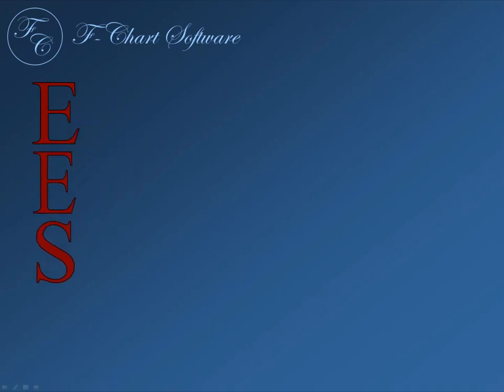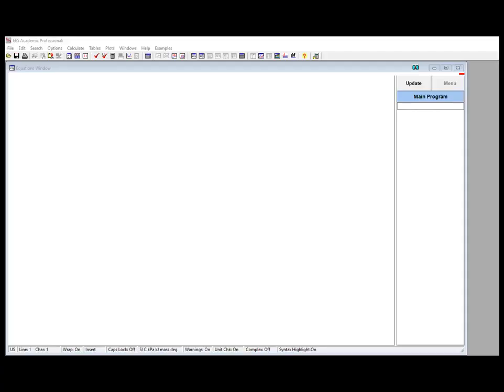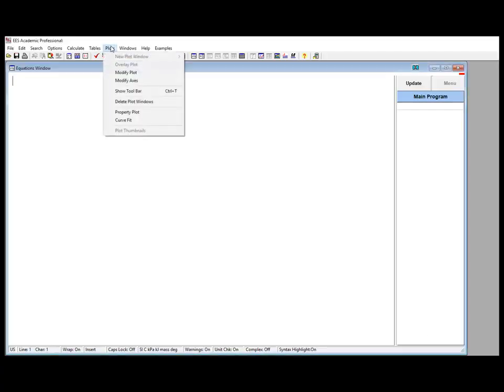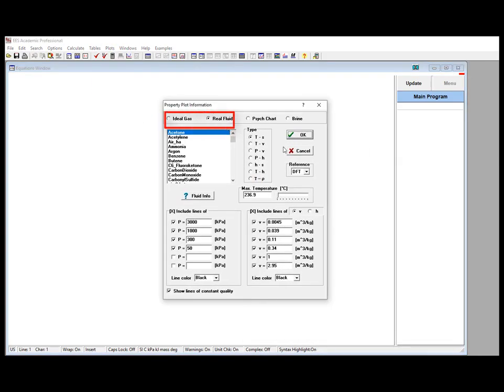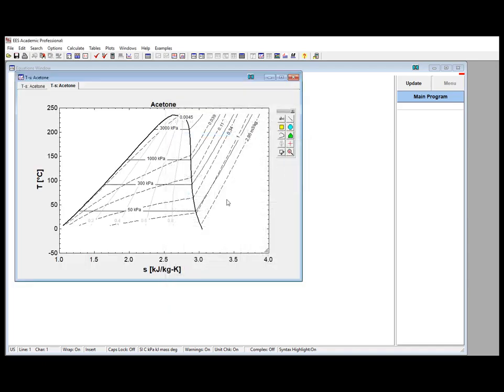EES, which is pronounced ease, is an acronym for Engineering Equation Solver. The previous video in this section showed how EES can generate property plots for built-in real fluids and ideal gases. And these include plots like T-v plots or T-s plots or P-h plots.